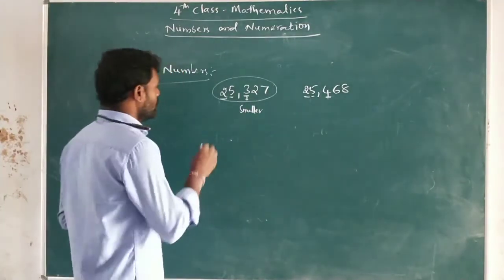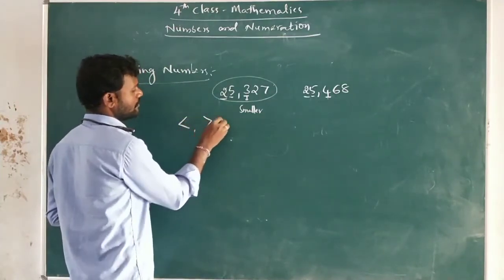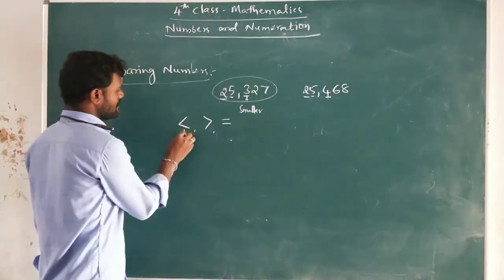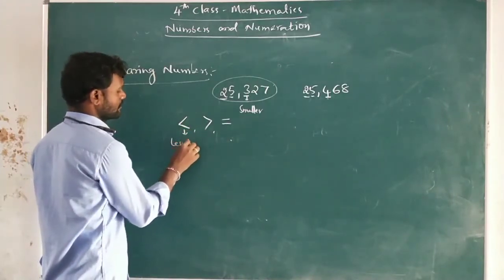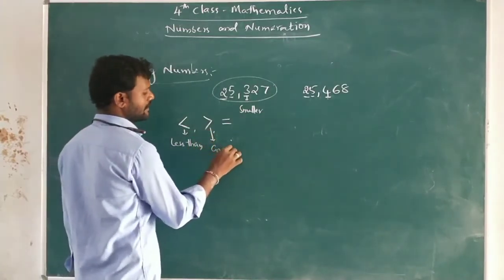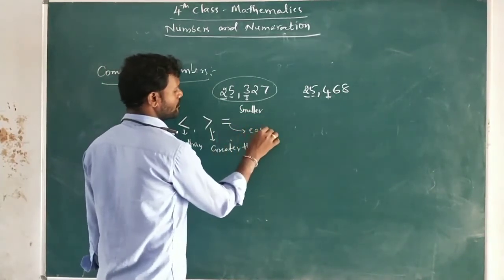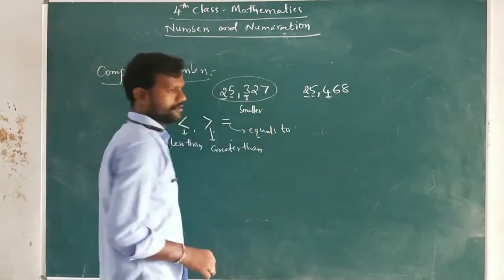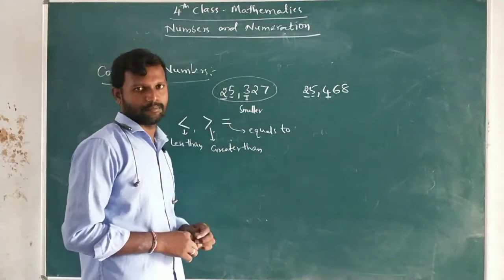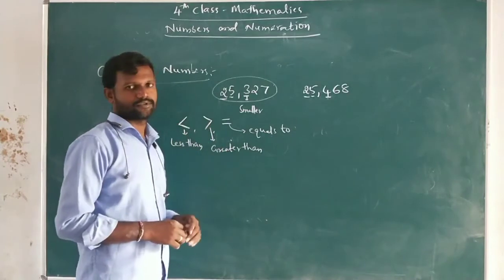Now, using the symbols. What are these symbols called? This symbol is called less than. This is called greater than. And this symbol is called equals to. These are the three symbols we have. We have to place the symbols between the numbers: less than, greater than, and equals.